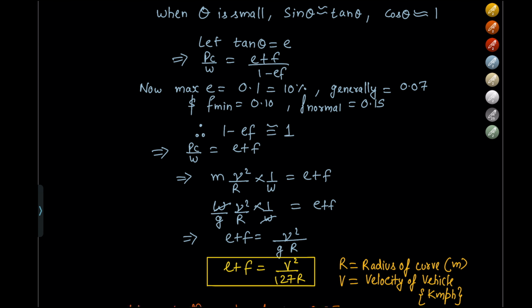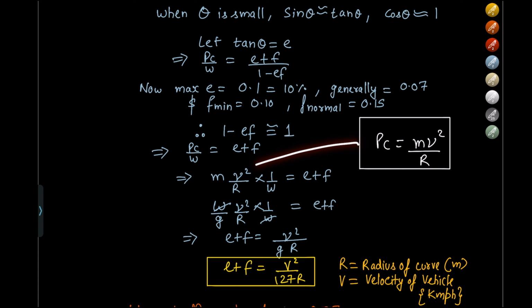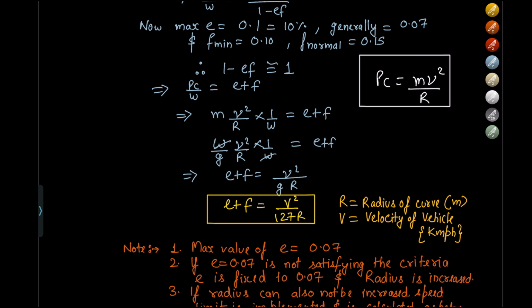Next, as we know, PC is nothing but mv square upon r, right? It is the centrifugal force that is acting on the vehicle. So this has been put here, and 1 upon W is kept as it is. So m is also converted to W upon g. Mass is equal to weight upon acceleration due to gravity. So W and W will cancel out, and this will come out to be E plus F is equal to V square upon gR. Here V is in what term?